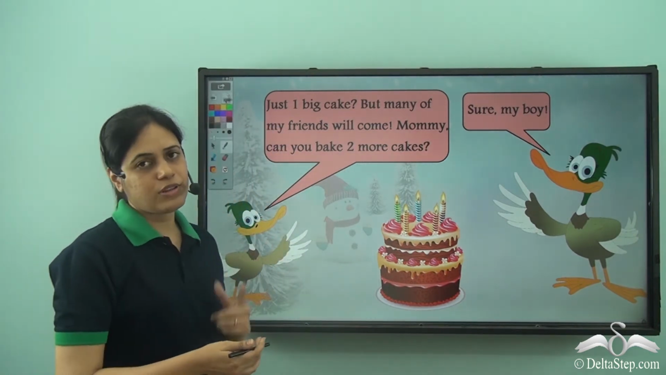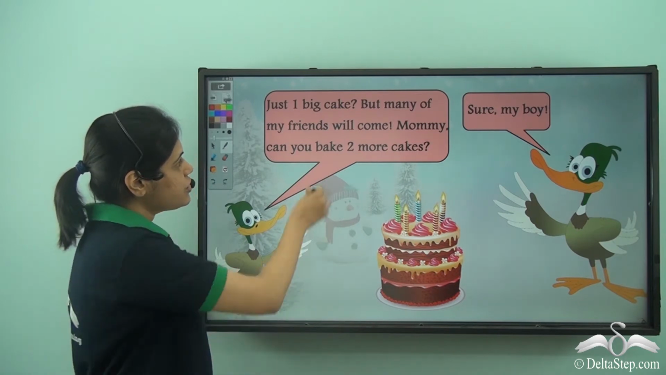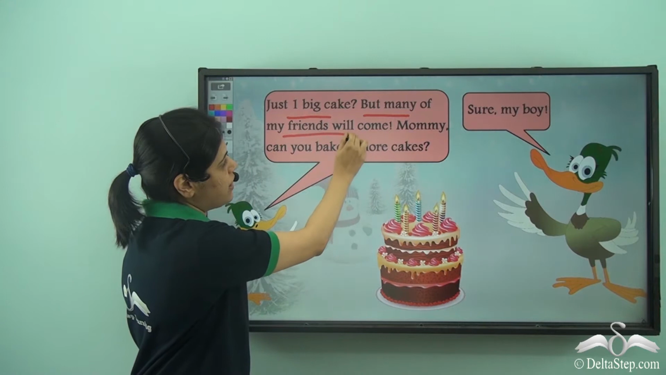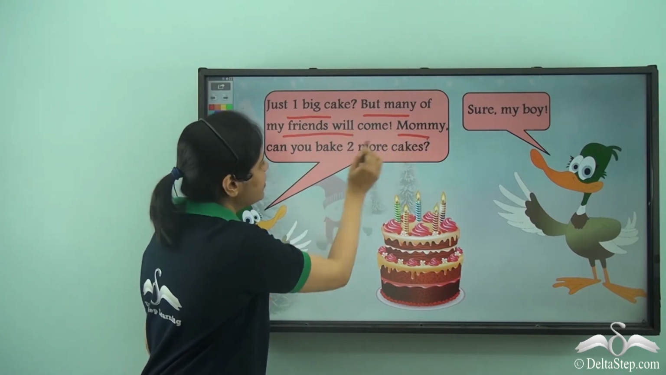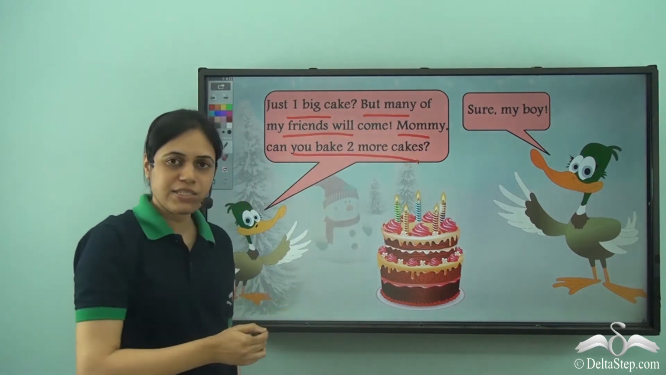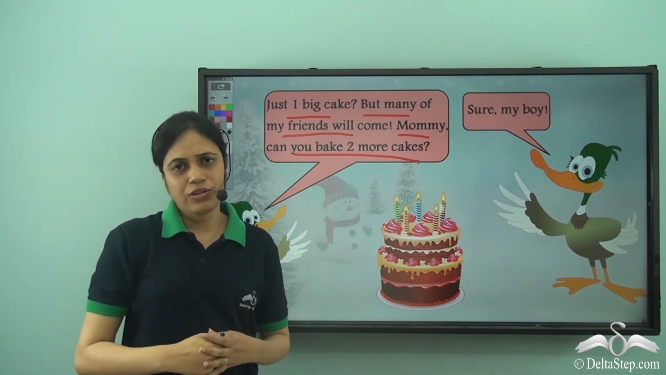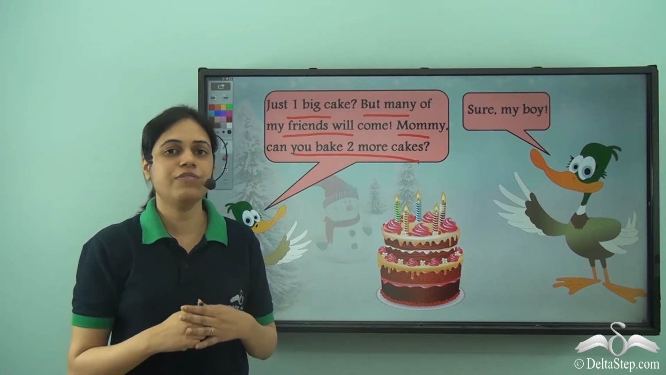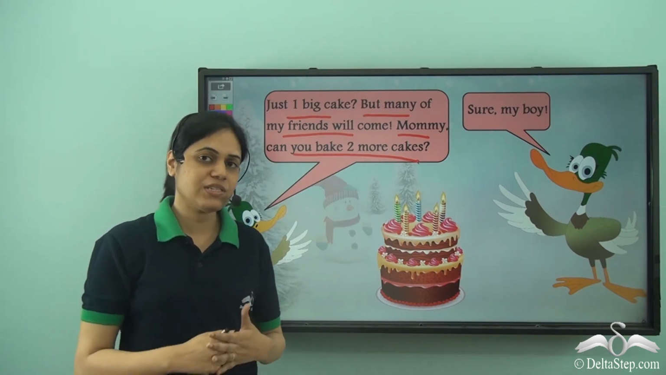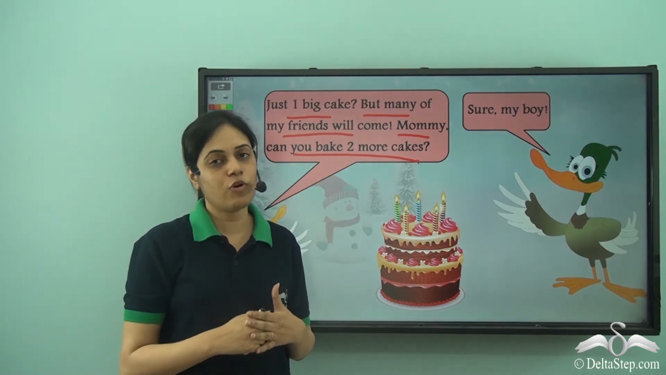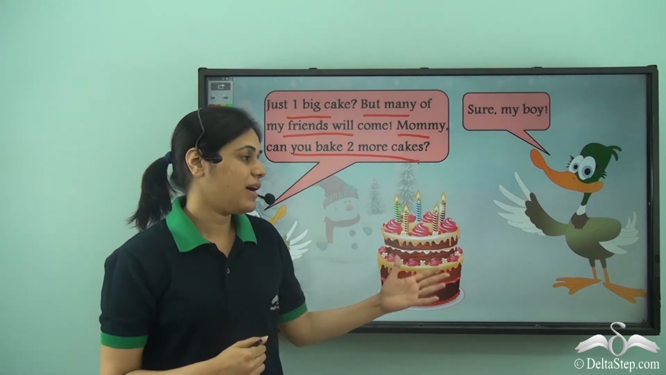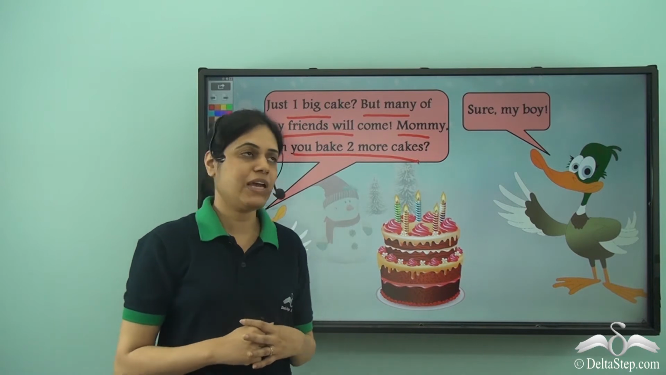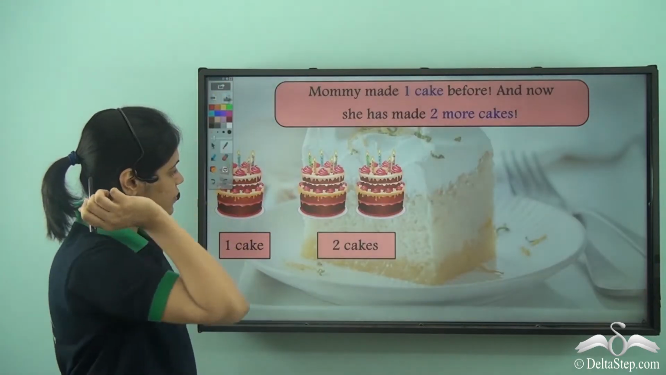But this is what the baby duck had to say. Just one big cake? But many of my friends will come. Mommy, can you bake two more cakes? So it thought that just one cake would not be enough for all its friends. So it requested her mother to bake two more cakes. And the mother happily agreed to it. And she did make two more cakes.